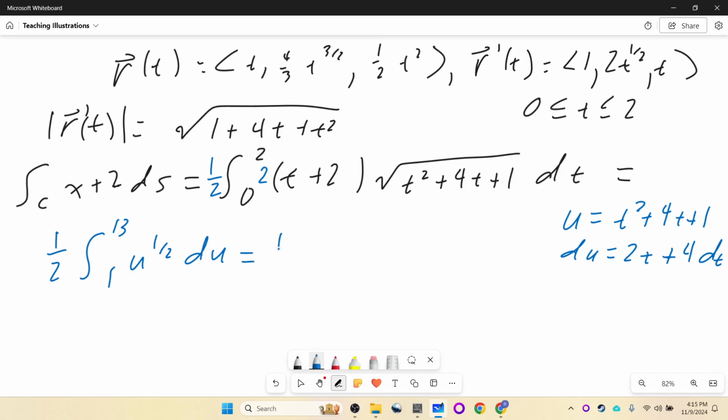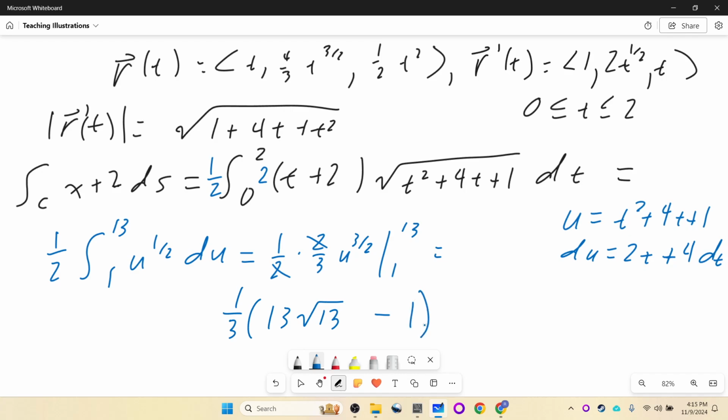So this becomes 1/2 times 2/3 u to the 3/2 from 1 to 13, which is 1/3 times 13 root 13 minus 1. That would be your answer.